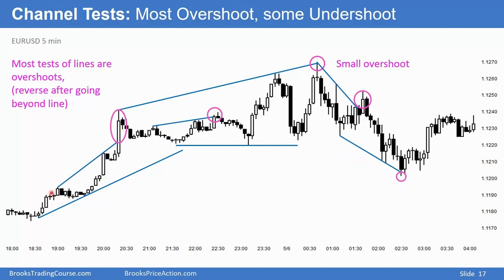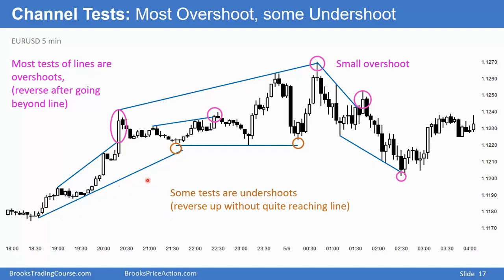Examples of overshoots, I can draw a line. The market went above, reversed down. I can draw a line above. A bear trend line went above, reversed down. A bear channel line broke below, reversed up. So these are all overshoots. That is common. But sometimes you get undershoots.